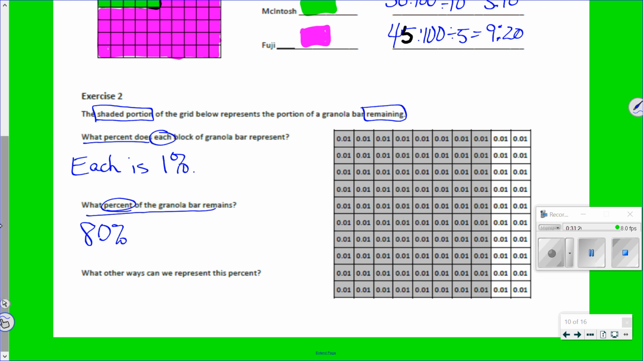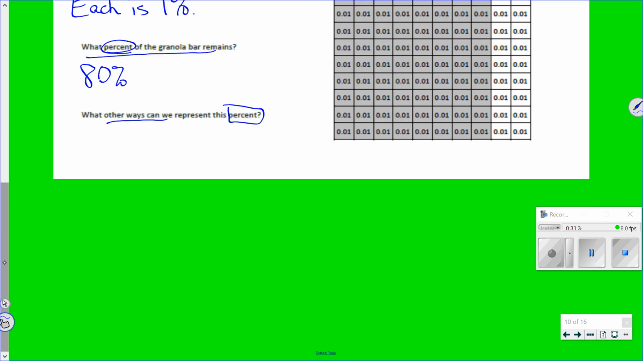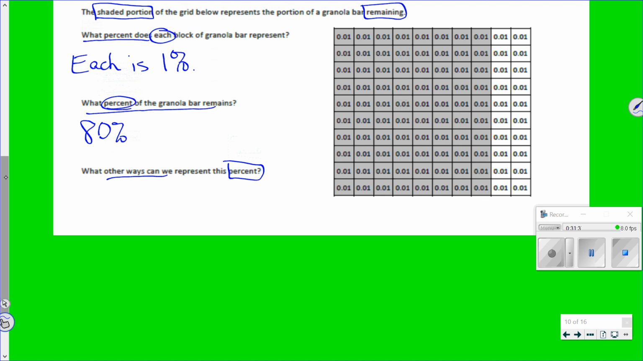What other ways can I represent this percent? So how can I take 80%? What else can I represent that as? I gave you a hint. Look at your notes. 80% I could also do as a fraction. So how do I do that? I write down that number, 80%, means out of 100. I simplify it, I divide 80 and 100 by 2. Okay, 2 gives me 40 over 50. What can I divide those by? 10.